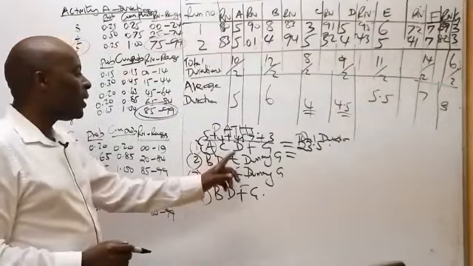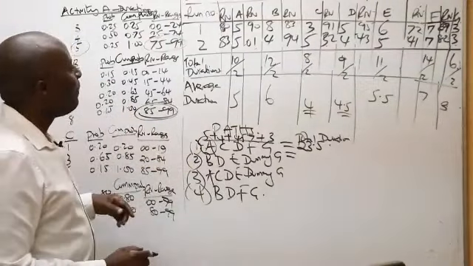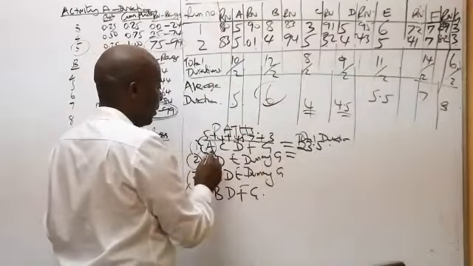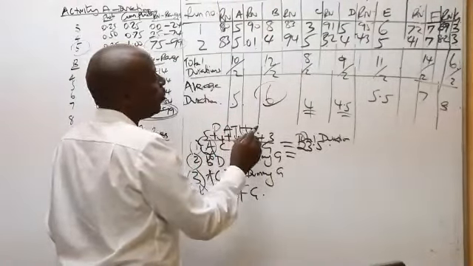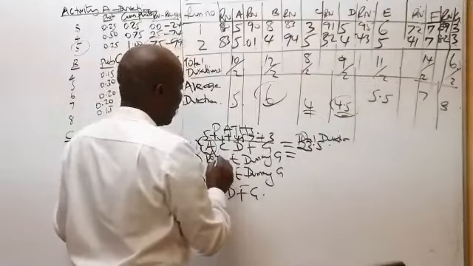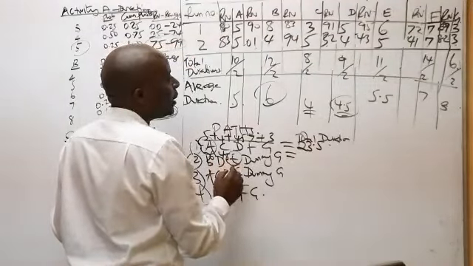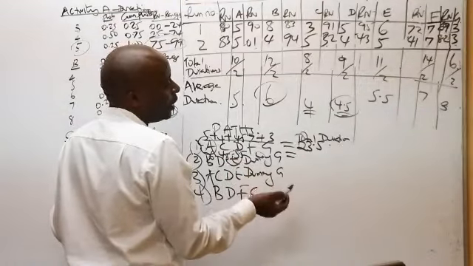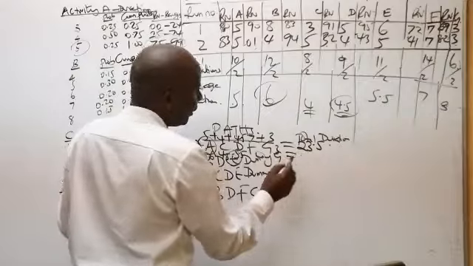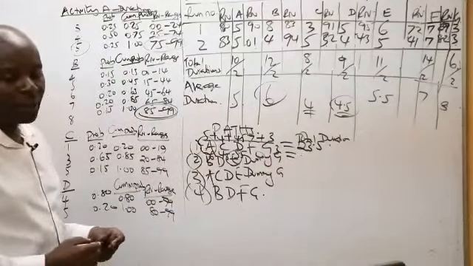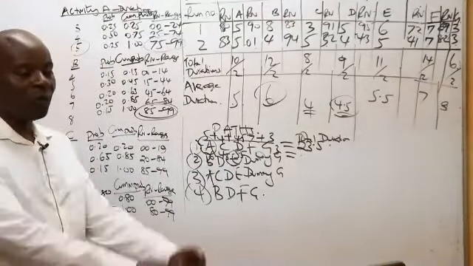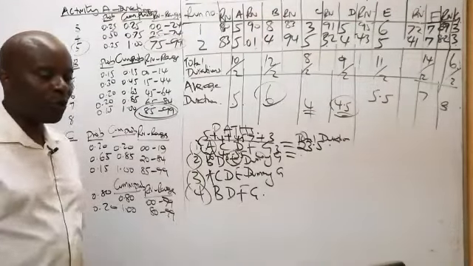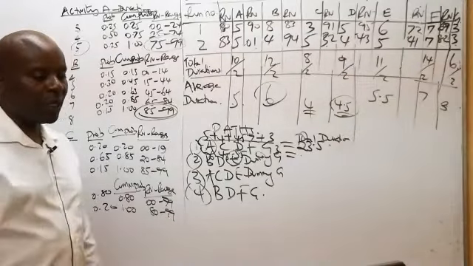Now look at B, D, E, dummy, G. B takes me 6. D takes me 4.5. E takes me 5.5. Then the dummy is 0. And then we have G, which lastly is 3. Can somebody give me the duration of the second path? The duration of the second path.